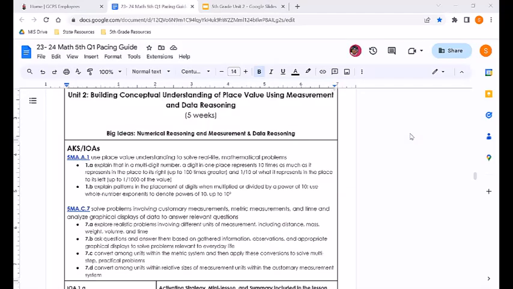The pacing guide is an example intended to model how instruction of the AKS and IOAs in each unit may be facilitated, but teachers should design pacing to be responsive to the learning needs of their students. Unit 2 has a suggested pacing of about 5 weeks. You will see on the pacing guide that there are 23 given days of instruction, which includes the Unit 2 assessment.